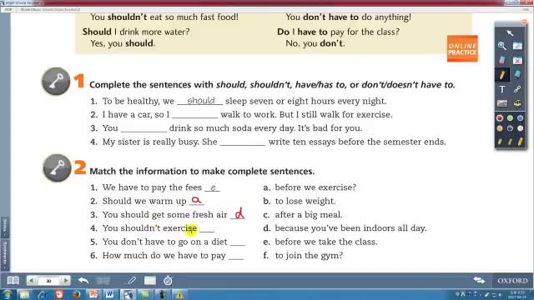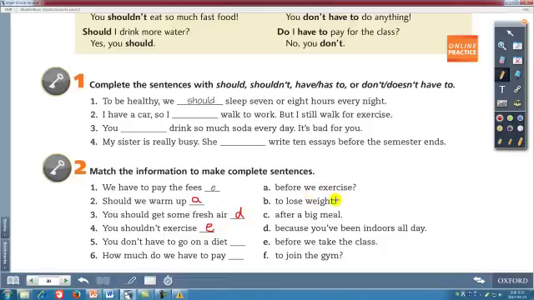You shouldn't exercise when? Before we take the class? Well, I would say that's probably correct, because if you exercise before class, you'll probably be tired and you won't be able to study very well. So you really shouldn't exercise before we take the class. That was a very good E that time.